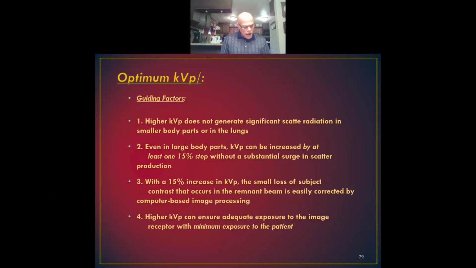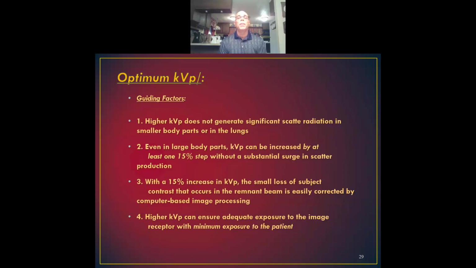Optimal KVP guiding factors. These are listed on page 258. It says higher KVP does not generate significant scatter radiation in smaller body parts or in the lungs. Okay, higher KVP. It doesn't say extremely high, but higher KVP.